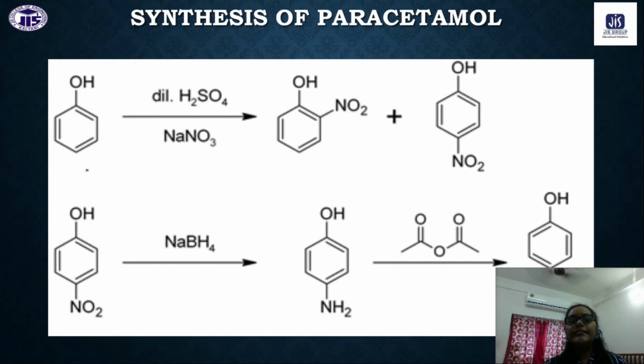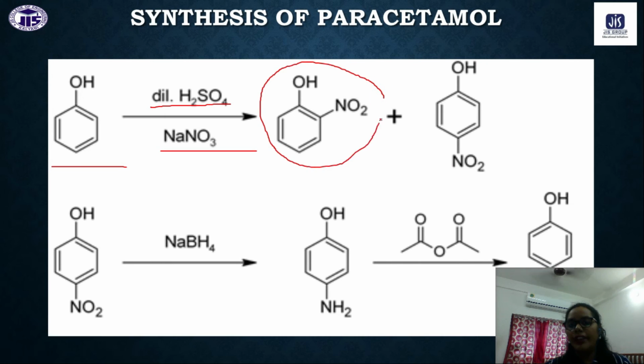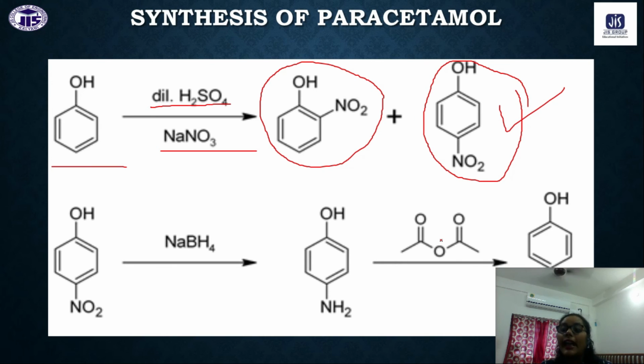So this is the general mechanism of how paracetamol can be synthesized. First of all, we have to take phenol, the basic molecule. Phenol is treated with dilute H2SO4 and sodium nitrate. After this reaction we get two products: one is ortho-nitrophenol and one is para-nitrophenol. Among these, para-nitrophenol is useful for making para-aminophenol.